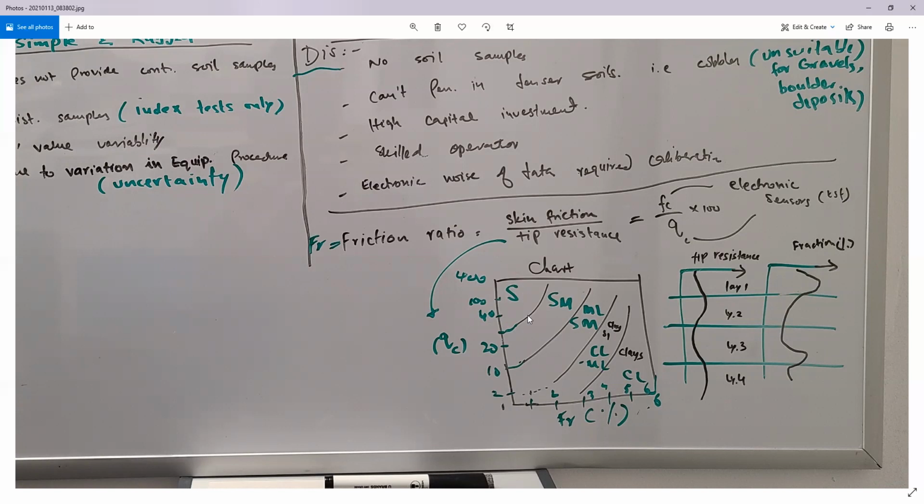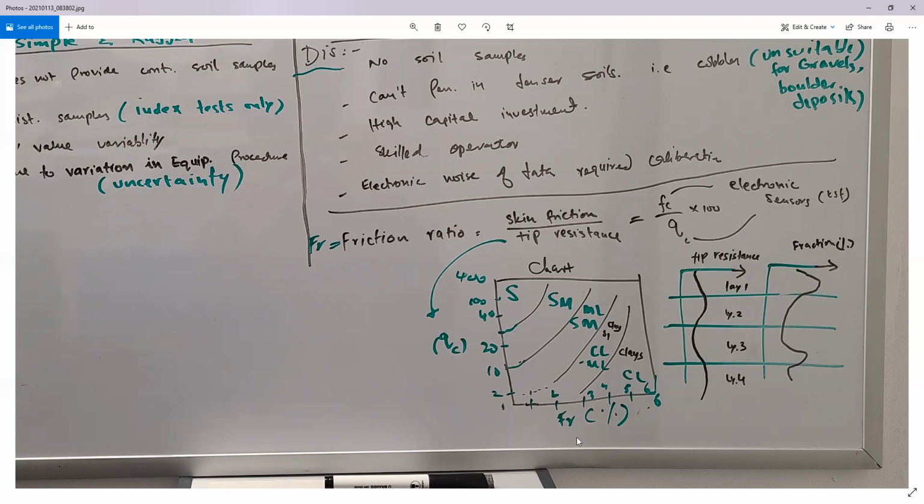Once we have the values, we could plot them to determine the soil classification. There is a chart, a simplified soil classification chart for standard electric friction cone. So basically, friction ratio is here, which is in percentages. The formula is right here. And the other one is cone resistance, qc, where normally the units are bars.